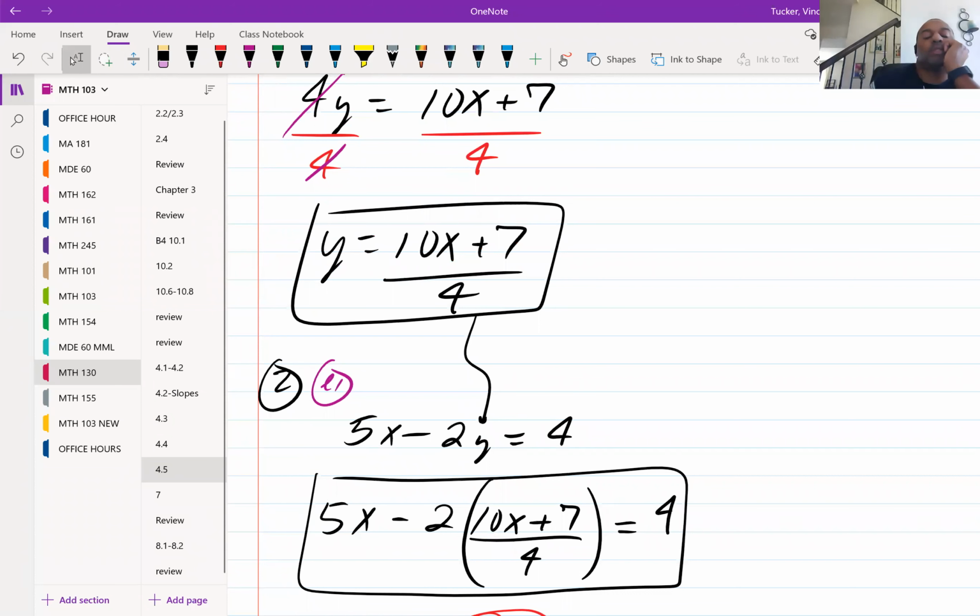Still following the steps. So step 2 is to take this equation and plug it into the other equation. So we put that in there for y. So we have 5x minus 2 times (10x plus 7) over 4 equal to 4.